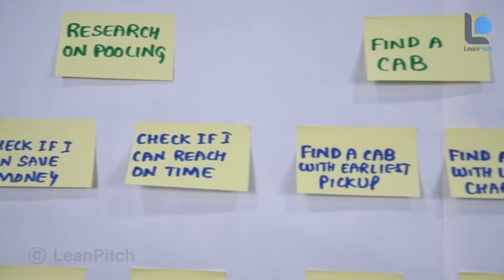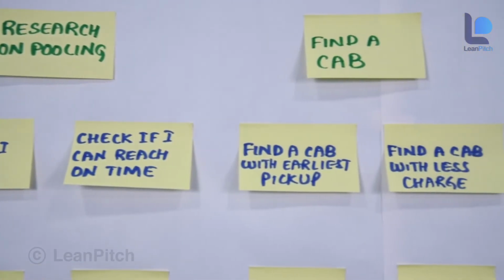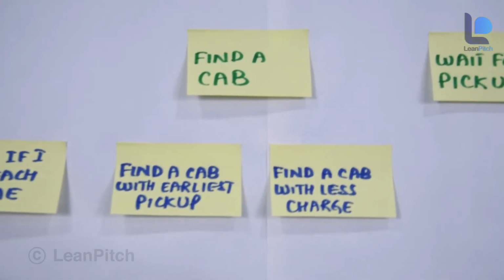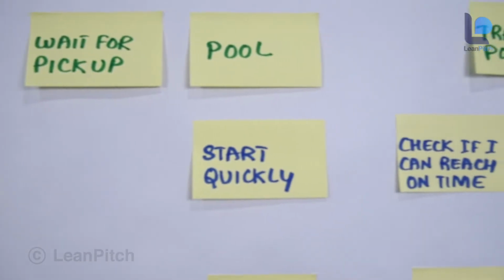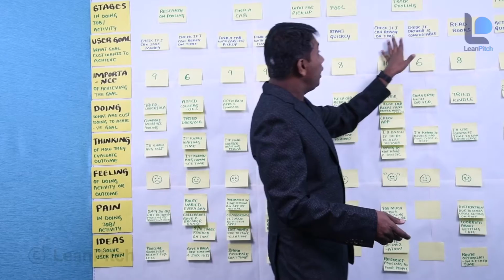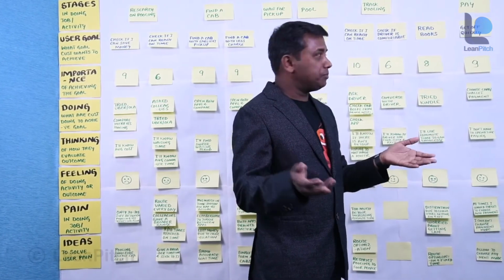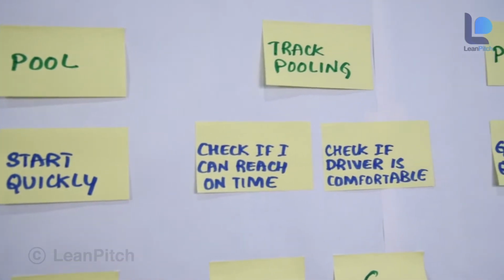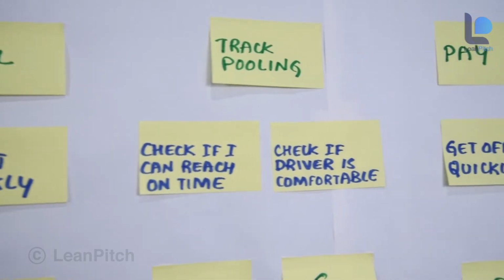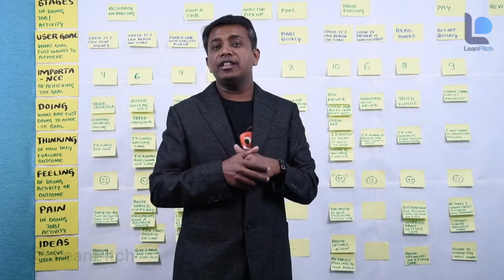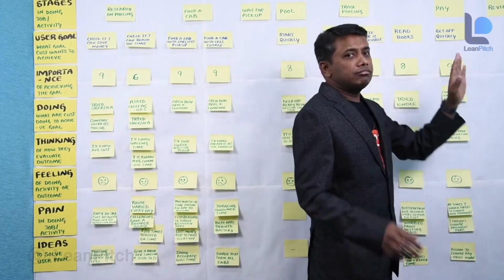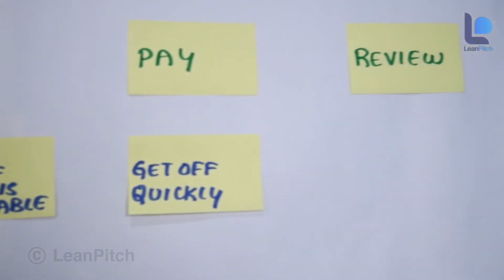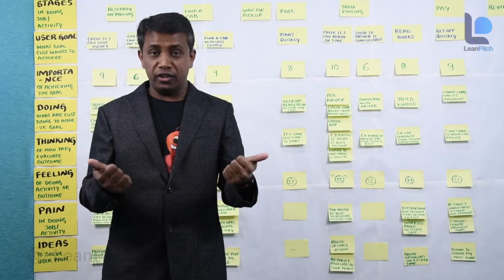Then finding a cab, again here he had two goals. One is he wanted to find a cab that has early pickup, and a cab that charges less. Then start quickly when he gets into the cab without waiting. And while tracking pooling, he wanted to do many things. One is he wanted to check always whether he would reach on time or not, and whether the driver is comfortable. He also wanted to spend the commute time reading books, gaining some knowledge. And once he reaches the destination, he wanted to get off quickly. So these are the different goals the user has in the whole journey.